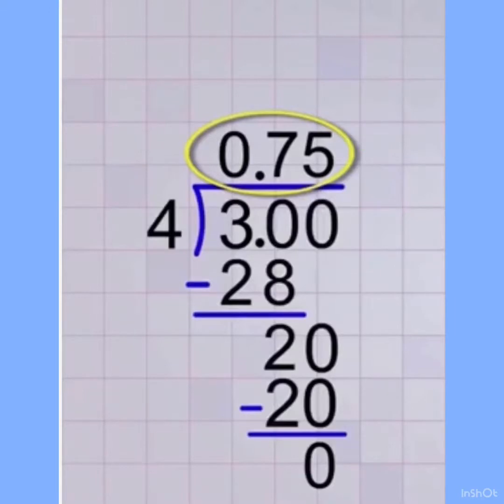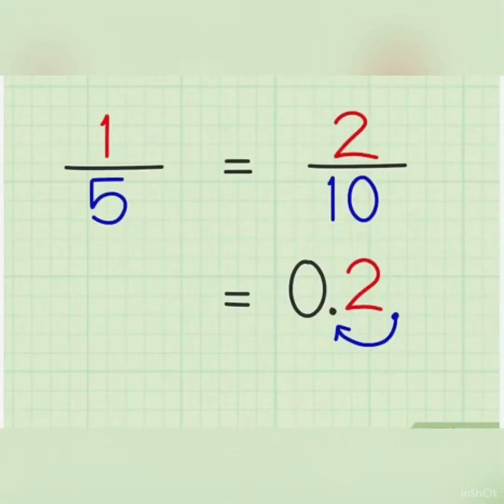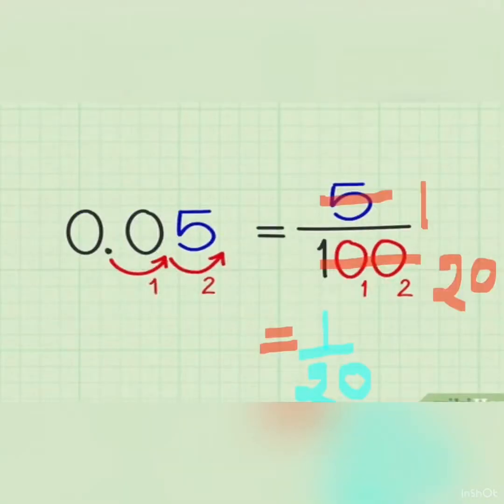We can also represent rational numbers as decimals by converting them into decimal fractions. Like when we multiply 1 by 5 with 2 by 2, we will get 2 by 10. That can be written as 0.2. And dear students, you can change decimal to fraction also. See, 0.05 can be written as 5 upon 100, and after dividing by 5 we will get 1 by 20.